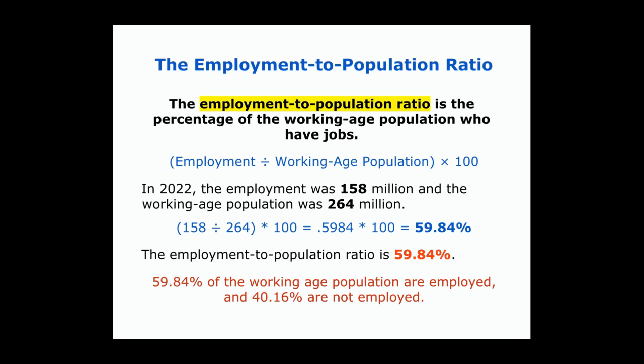This creates a very different view than U3, which uses the labor force as the denominator and therefore comes up with a much smaller number for the people who are not working than the employment to population ratio.